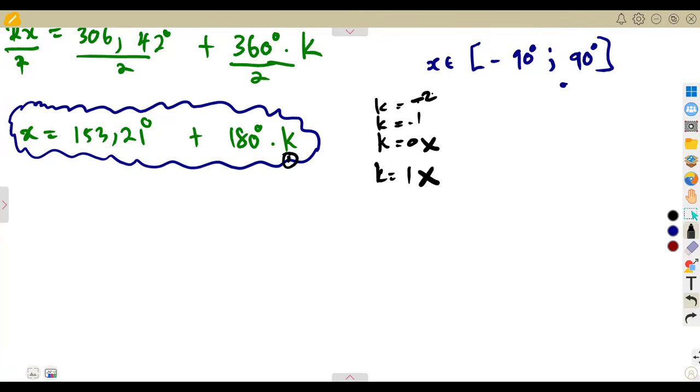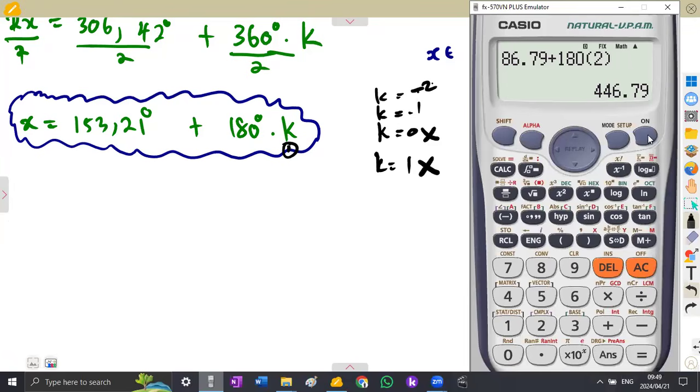All right, let me bring the calculator and show you what I'm trying to say. This is now another part that you're considering. You just present this on your calculator as it is: 153.21 plus 180 degrees into the bracket. Like I said, at 0 there's no solution, because 153 is above 90 degrees. Also at 1, there's no solution there. It's greater than 90 degrees.